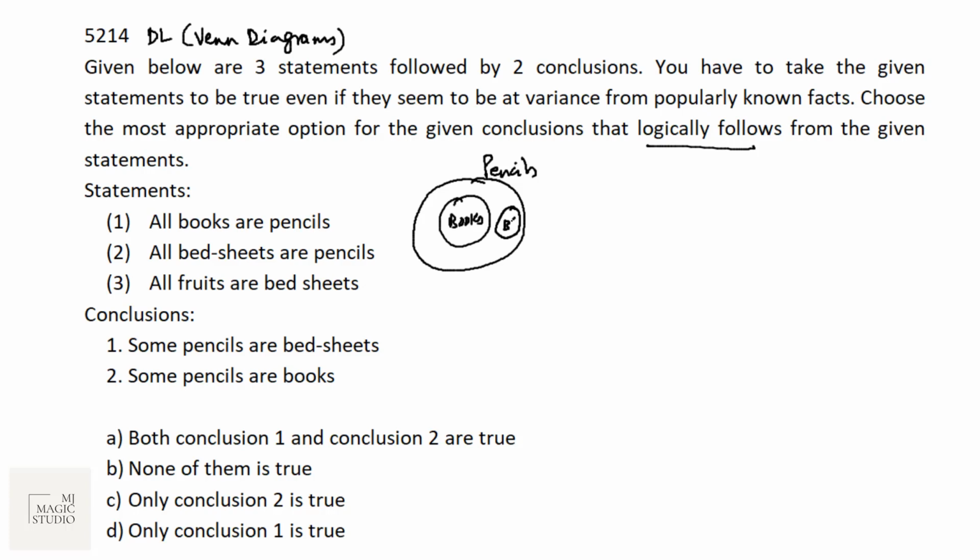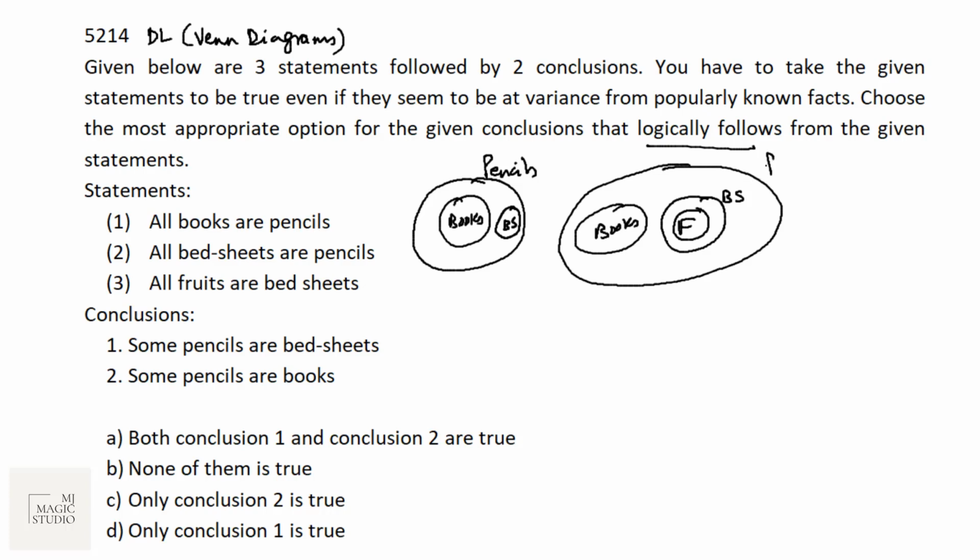We can also do it like this. All bed sheets are also pencils. All fruits are bed sheets. So let me draw this again. We have fruits. All fruits are bed sheets. Then we can draw like this. We can have books, and all of these are under pencils.